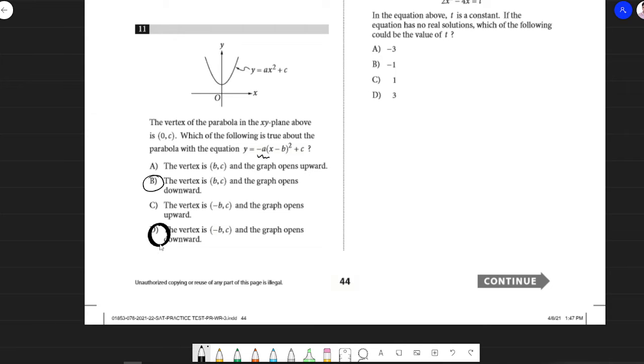Second, we know that if y equals a x squared plus c, then the vertex will be (0, c). But if I shift the location of the graph, we can see that here x minus b is there. That means I have shifted the coordinates to (b, 0), right? So the vertex will now be (b, c). So option B is correct. 12.